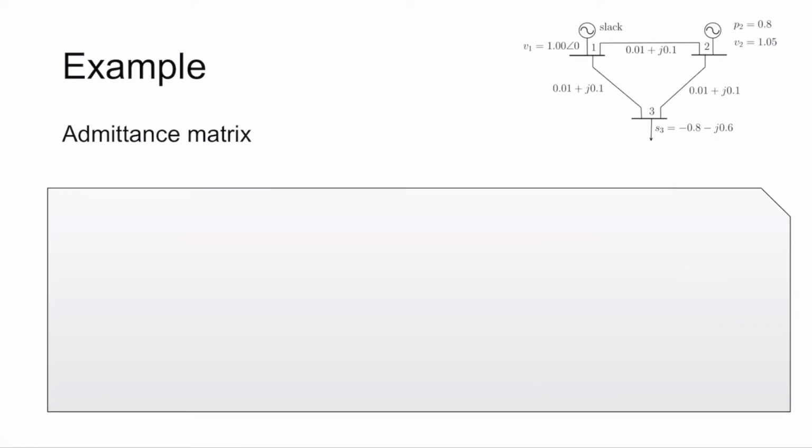Okay, the first thing they are asking us is to calculate what is the admittance matrix. What is the size of this admittance matrix? It will be 3 times 3.